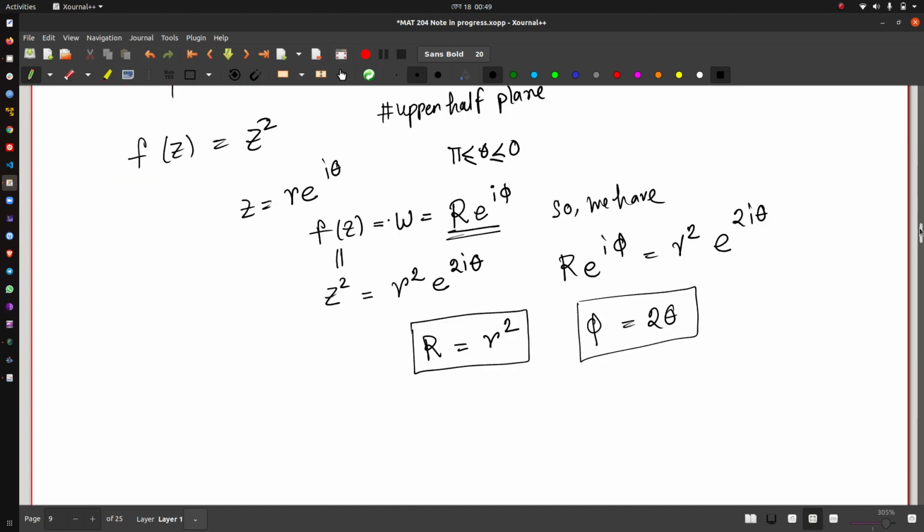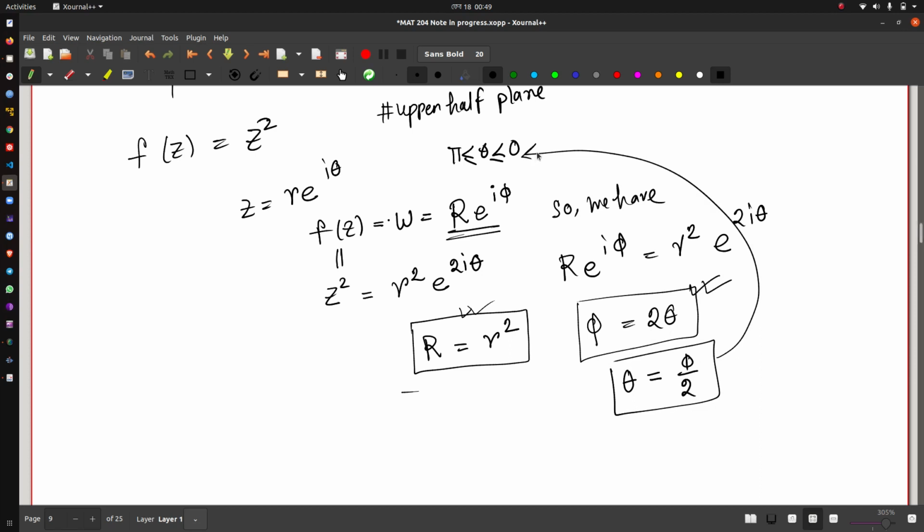Now let's focus on the theta part first, and we'll get back to the radius part later. So from here you can solve for theta, and this is just phi by 2, right? And if you put this into this inequality, then what do you get?